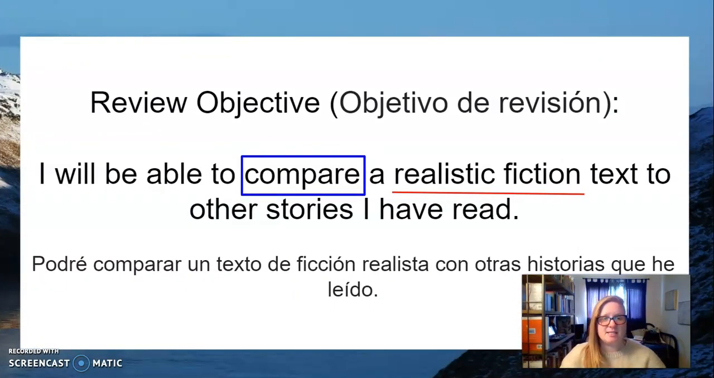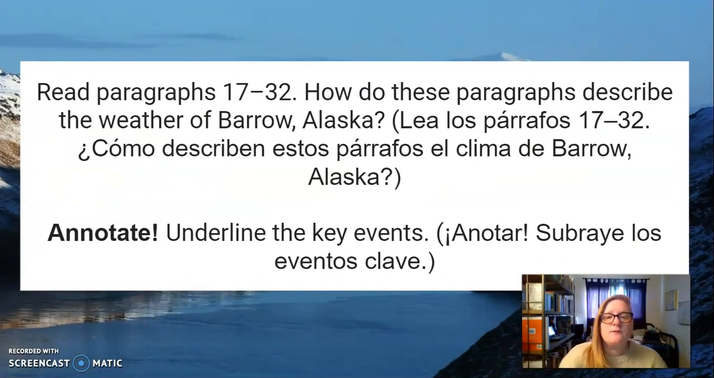Okay, so now we're moving on to English language arts. I will be able to compare a realistic fiction text to other stories I have read. So the very first thing that you're going to do is read paragraphs 17 through 32. And I want you to look for key events that answer this question. How do these paragraphs describe the weather of Barrow, Alaska? Because we're all talking about weather and making predictions. So tell me a little bit about the weather, or look for that as you're reading.